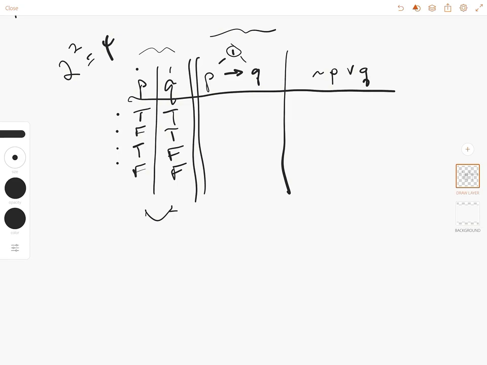For the first row, when P is true and Q is true, P implies Q is true. For the second row, when P is false and Q is true, P implies Q is true. For the third row, this one is different. When P is true and Q is false, P implies Q is false. And for the fourth row, when P is false and Q is false, P implies Q is true. That takes care of that level 1 operator. These are the values of this expression for all the possible permutations of inputs, in other words, all the values that P and Q could take together.